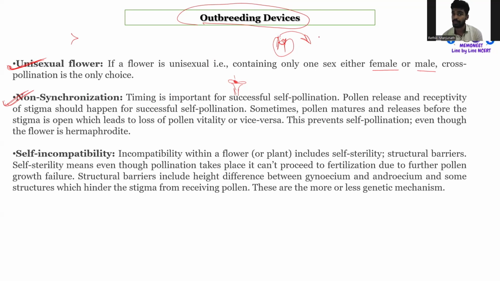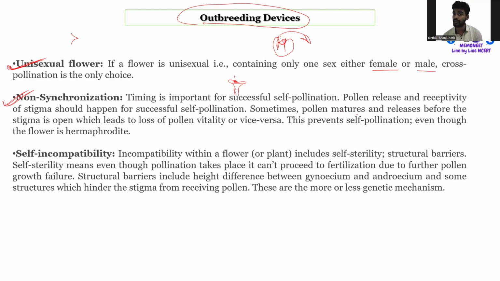So in this way, what happens? Cross-pollination is normally achieved. That is what they have explained here. The pollen release and receptivity of the stigma should happen together. That means when the pollen is released, the stigma should also show receptivity to receive the pollen grains. Then only self-pollination will happen.